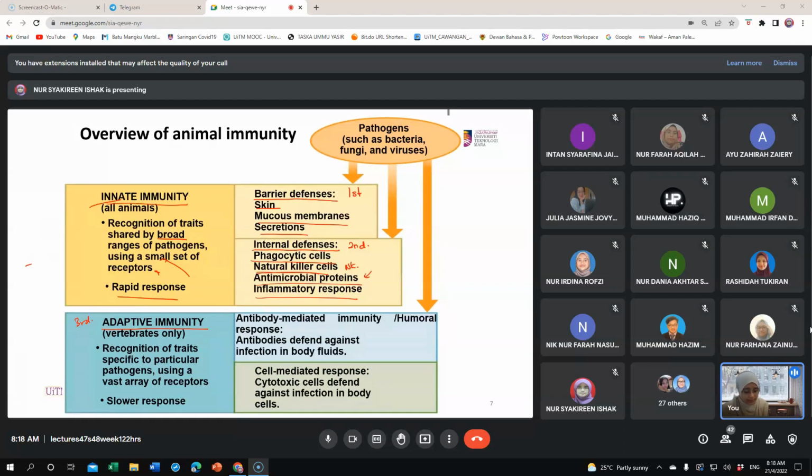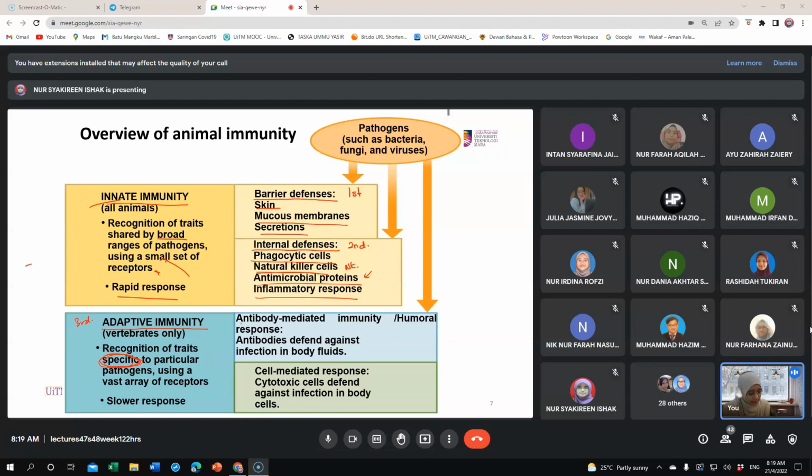And then for the third line, the adaptive immunity, the recognition of traits is specific. You have to highlight this. It is specific to a particular pathogen, using a vast array of receptors, and the response is slower. It involves a series of reactions. For example, a macrophage encounters the pathogen, and the pathogen is digested by the macrophage into fragments. These fragments are exposed on the surface, and another cell has a receptor that matches the antigen presented by the macrophage. The macrophage, then, we call an APC. The story is quite long, so that's why the response is slower, until it produces, at the end, for example, antibody against that specific pathogen.